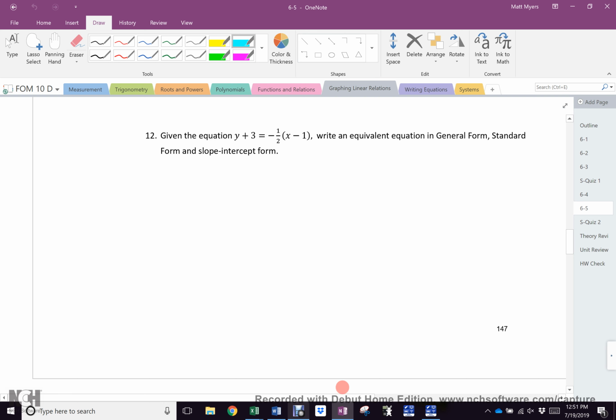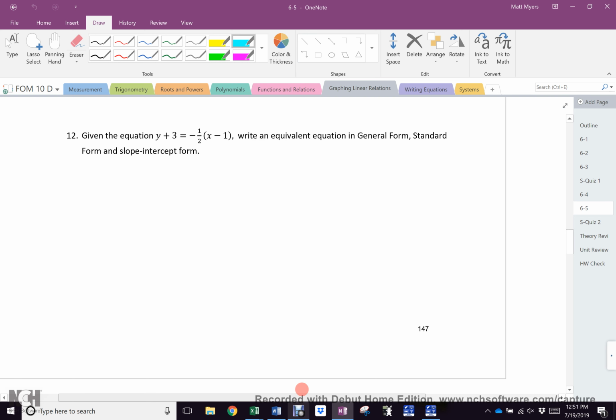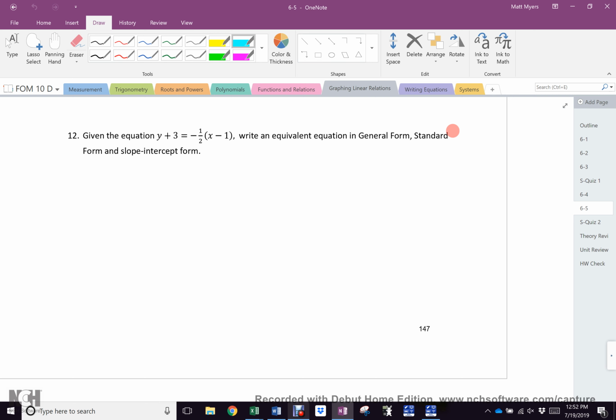Okay. Prove it. There's your equation. Point slope form. I want to see it in all 3 others. Well, you know, standard form, right? If you have general form, you have standard form. You just move the C. So I don't really care if you do standard form. Everybody good? Go.